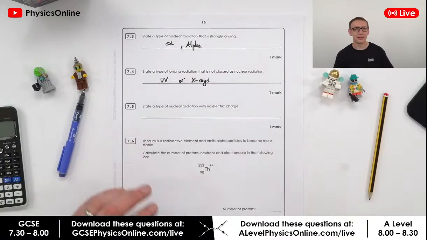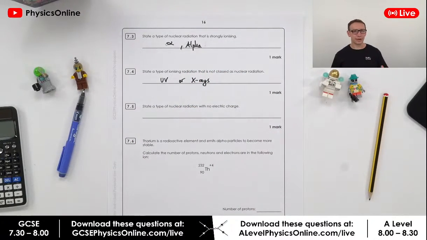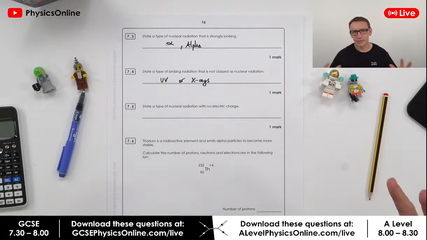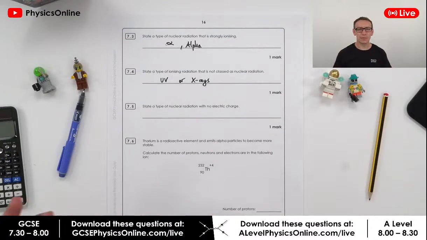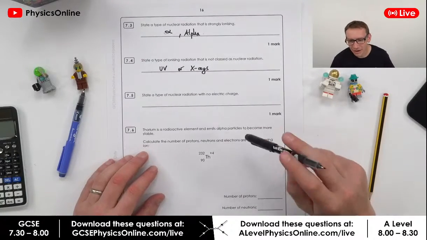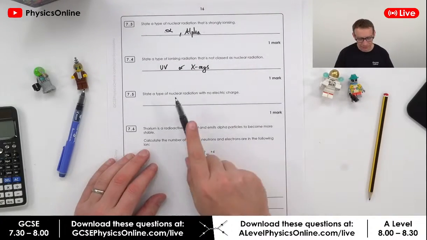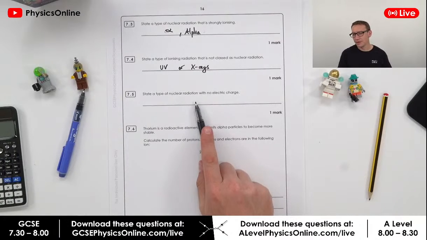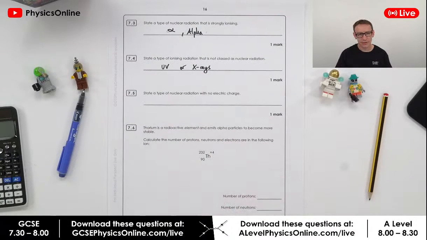Gamma is emitted by the nucleus of an unstable radioactive isotope, so the gamma comes from the center of the atom. X-rays are actually formed when we have, often, electrons decelerating quickly, and the energy in those electrons is then emitted as X-rays. Right. State a type of nuclear radiation with no electric charge.